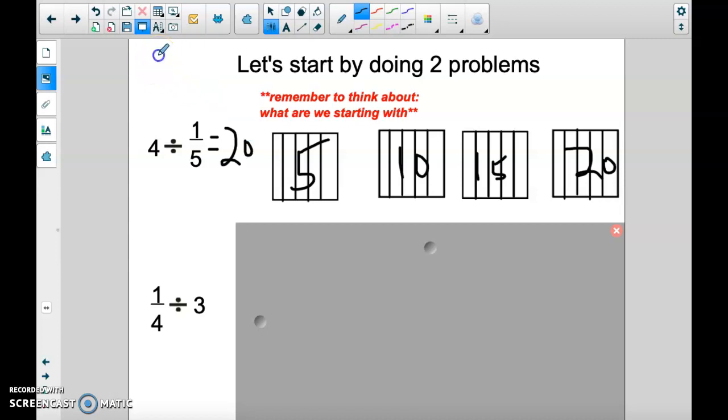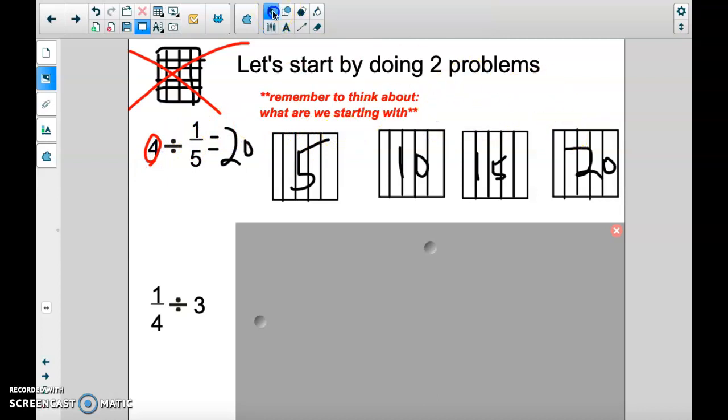Okay? If you drew a whole and split it into fourths, and then split it into fifths, that is incorrect. Okay? We are starting with 4 wholes, so we have to draw the 4 wholes. All right? I am assuming that some of us made the mistake. That's okay. Don't get down on yourself. Learn from it, and then let's move on.